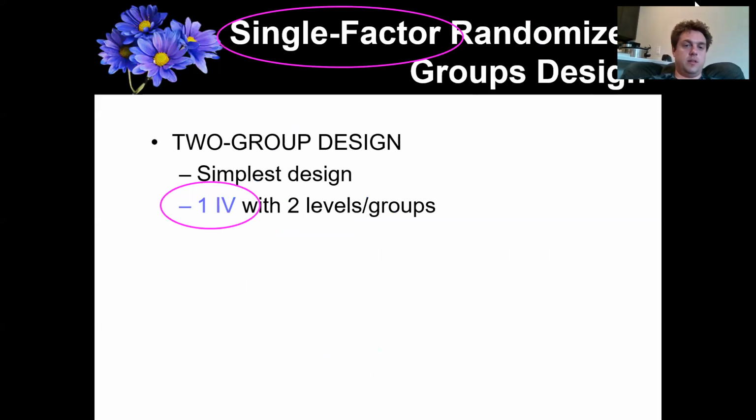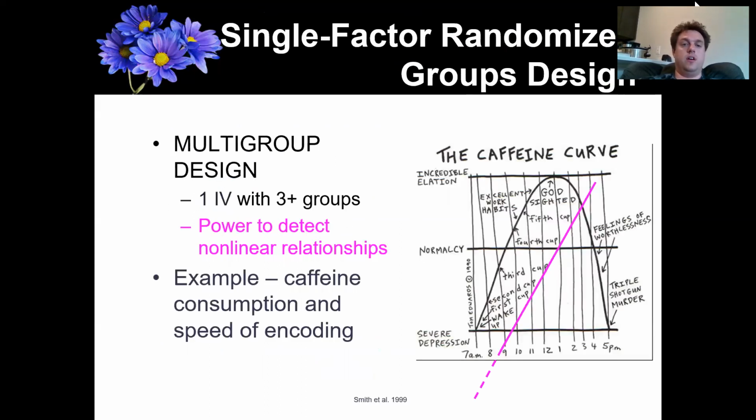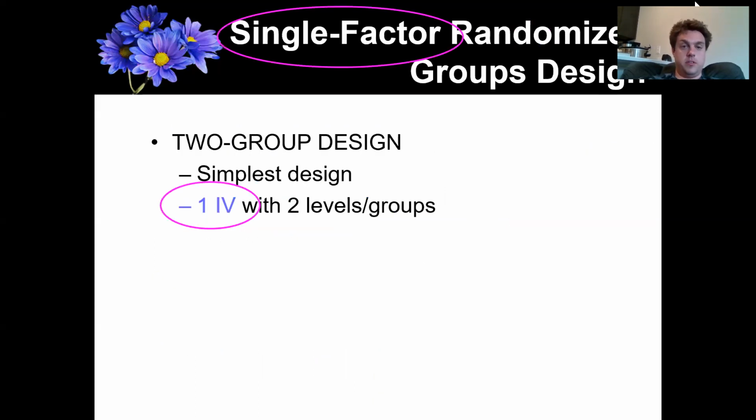So one thing to be clear about is that when you have a single factor, you can still have more than two levels. When we say a two-group design, this is the simplest kind of experiment you can run because you only have one independent variable and it only has two levels. Okay, so make sure you're clear on that. We'll get to this later, but one independent variable can take on more than two levels.